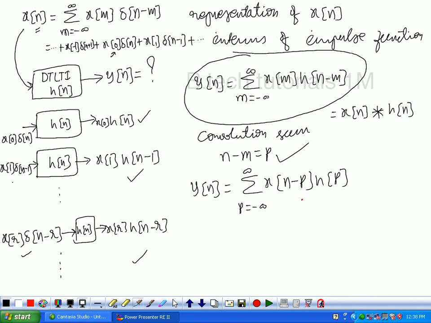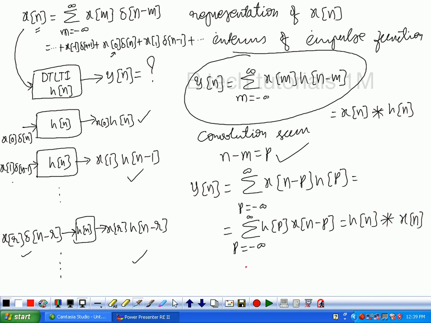That is, if you convolve the input and impulse response, you will get the output of the system. y of n equivalent to x of n convolution with h of n. So this can also be written as, now if you see this, it is h of p x of n minus p. Is it right? Can I write this as sigma minus infinity to plus infinity h of p x of n minus p, same equation. So this can be written as h of n convolution with x of n.